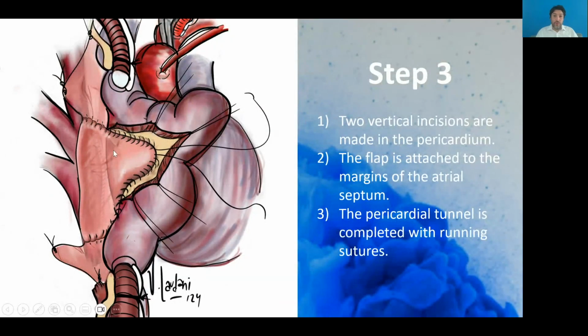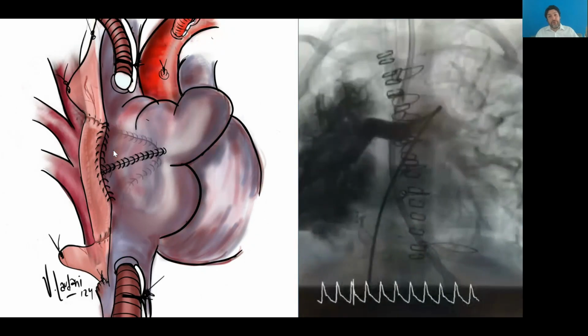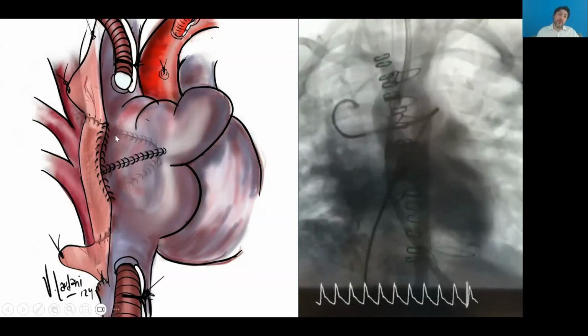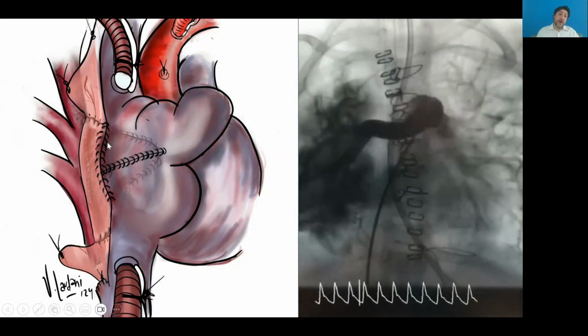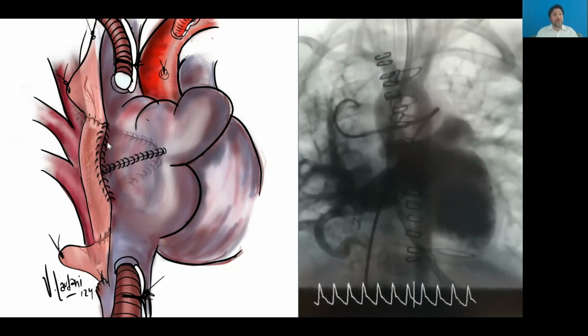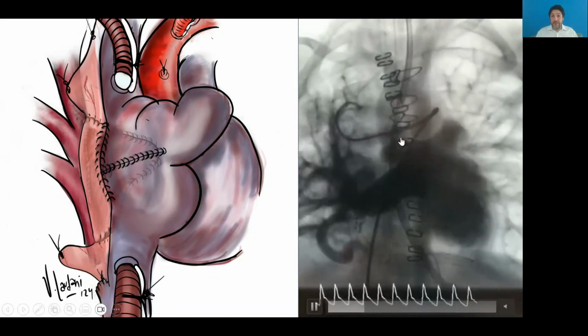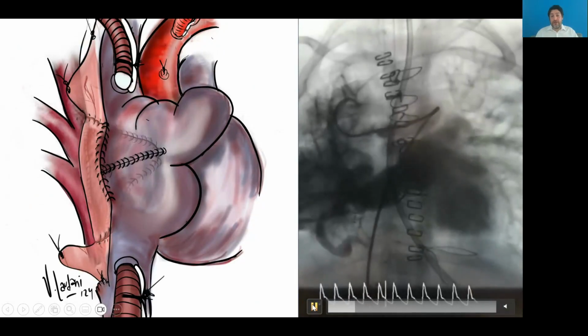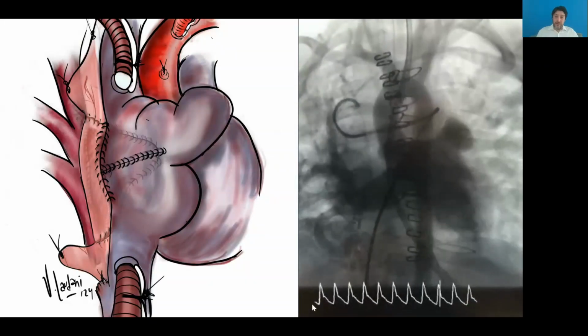In that way, you create a new chamber. Part of the interatrial septum is built with the pericardium, with this flap of pericardium, and then the procedure is ended in the usual fashion, closing the right atrium and suturing the outer surface of the right atrium to the anterior part of the tunnel. Here you can see the result. It's a very good result in which there is a wide connection between the pulmonary veins and the left atrium.